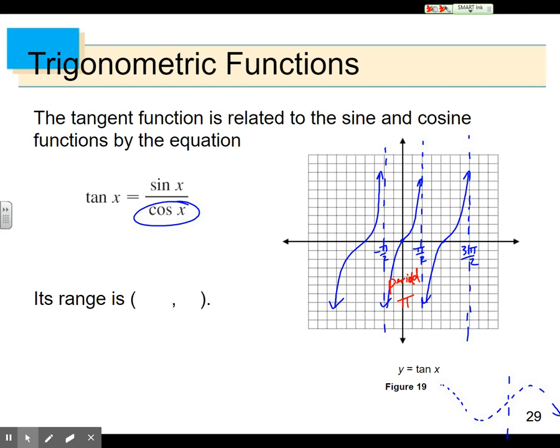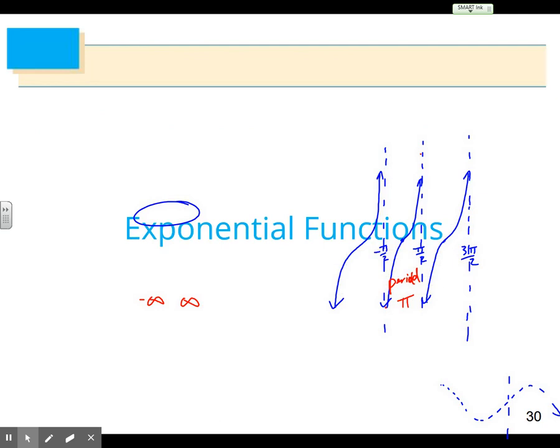The range on this thing touches everything from negative infinity to infinity. So we're not strapped between -1 and +1 like we are for sine and cosine. We're able to get any y value on this, especially the closer we get to these vertical asymptotes. Guys, we are getting there, I promise.